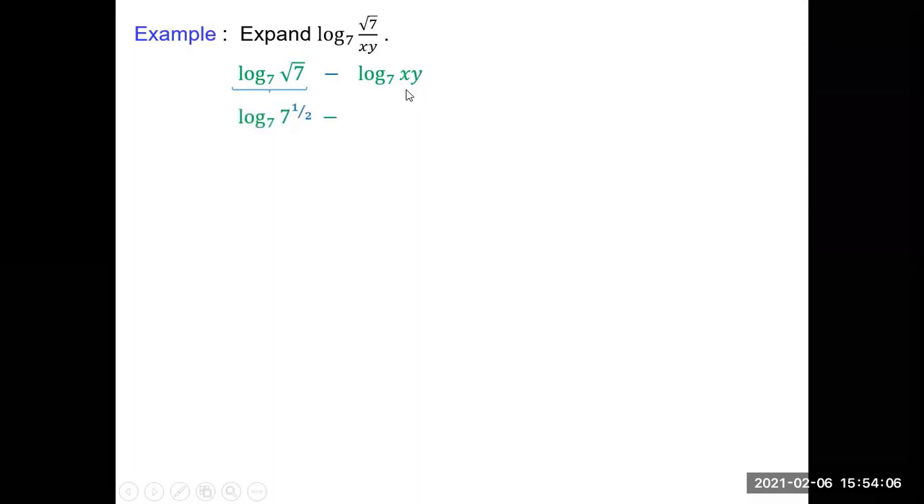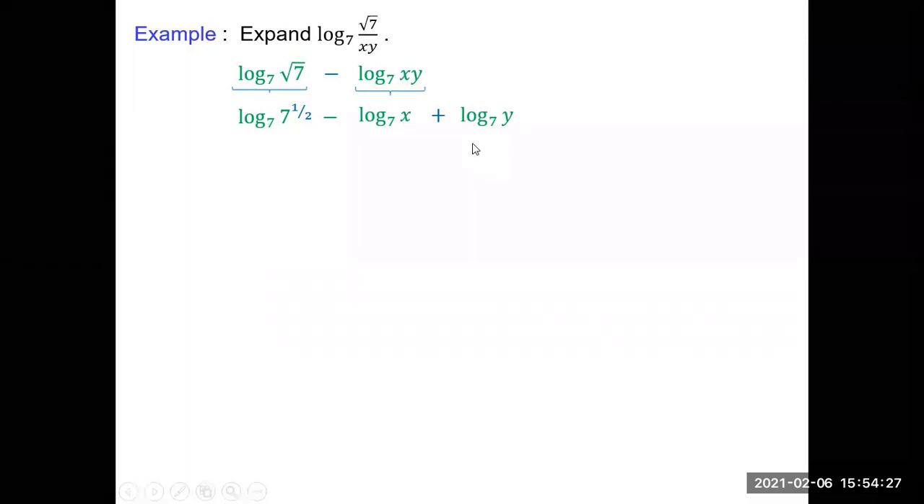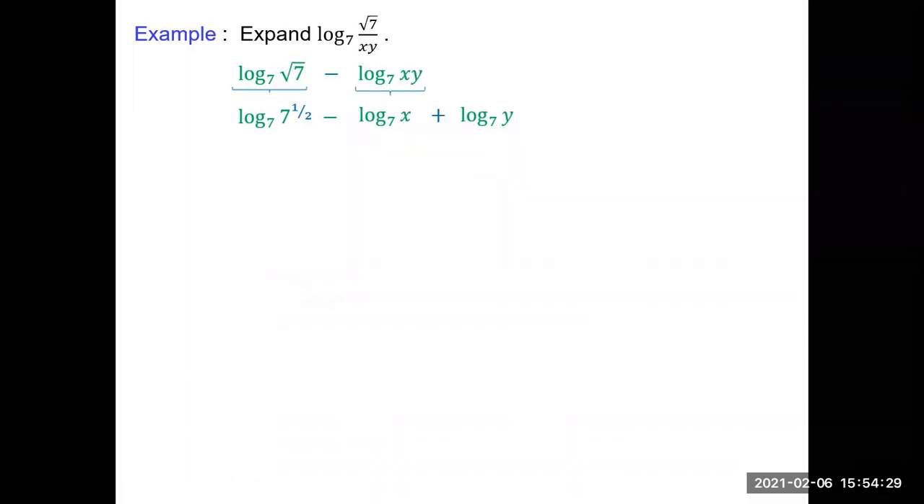And now over here, log base 7 of x times y, notice that's a product rule. Since I've got a product inside of an argument, I can split that apart through addition. So I could rewrite log base 7 of xy as log base 7 of the first plus log base 7 of the second. But there's one very important part of this that's missing here.